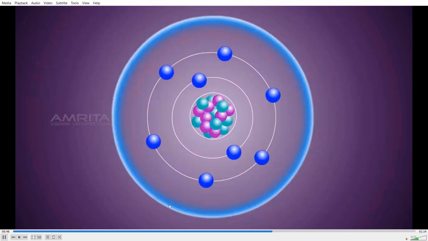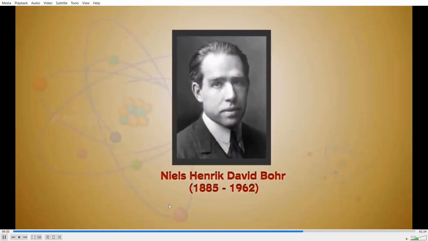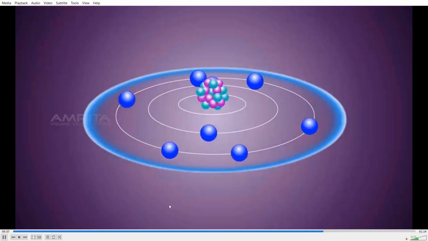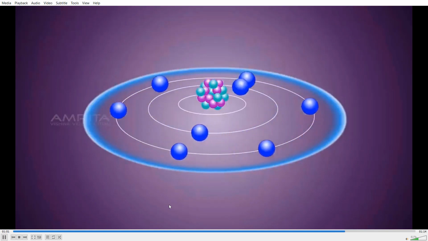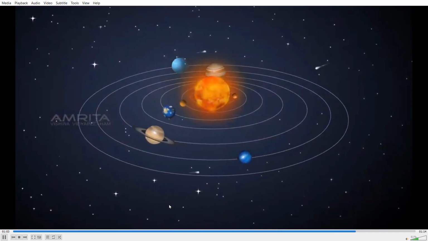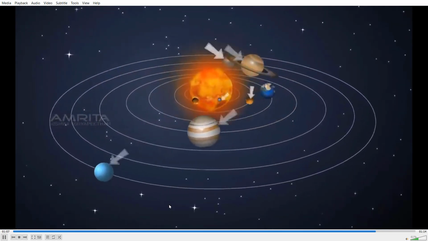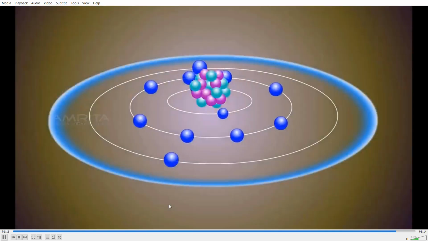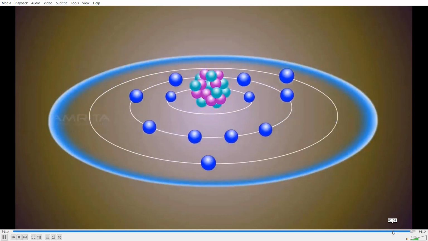Now in the atom there are some particular orbits. In those orbits the electrons are able to rotate. The concept of this orbit was introduced by Niels Bohr. Now in the atom the electrons rotate in some particular orbits. Their structure is very similar to our solar system, as the planets rotate around the sun, where the sun works as the nucleus and the planets are the electrons. The same structure we have for atoms also. Here all of the electrons are rotating around the nucleus.